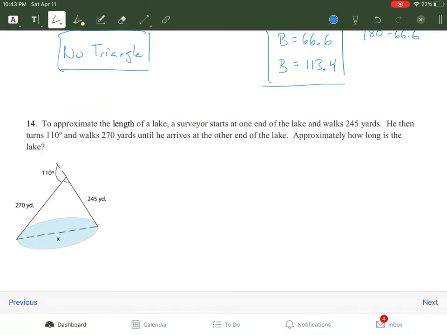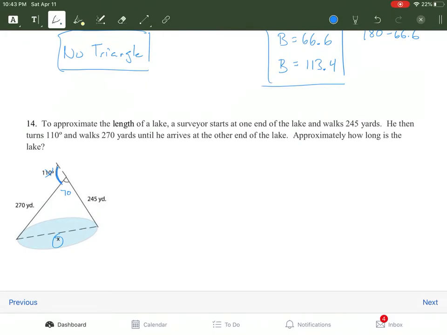All right, so to approximate the length of a lake, we have a little triangle here. One thing about this is if this whole thing is 110 here, that means inside along the straight line, this is 70. So the 110 is now inconsequential. We don't need it anymore. We want to find this x value at the bottom here.